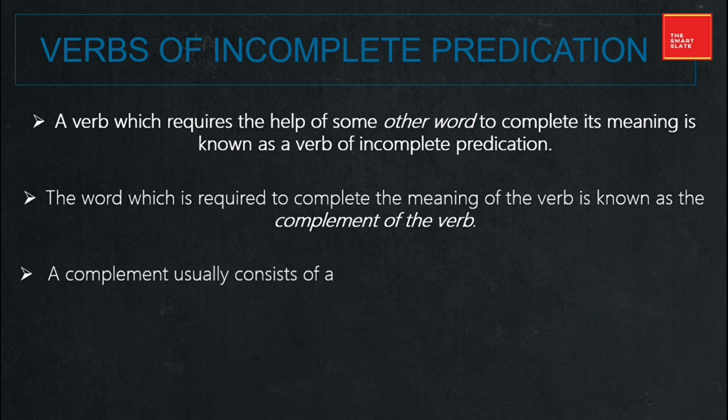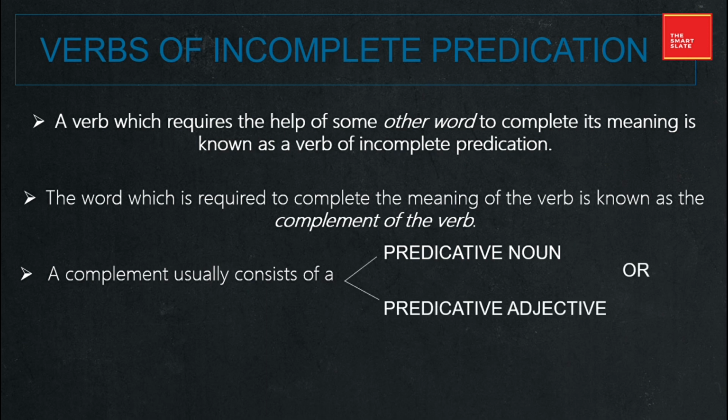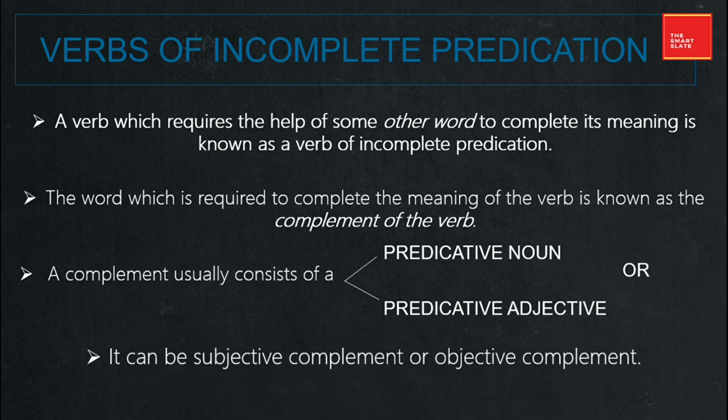Complement usually consists of a predicative noun or a predicative adjective, like gorgeous, or he's a lawyer, or she's a teacher. So teacher and lawyer act as nouns, but if I say you look gorgeous, then gorgeous is an adjective. Or you look small, tiny, timid, or it was a hot day, then hot. So when you try to show or express quality, it becomes an adjective. It can be a subjective complement or an objective complement, depending upon whether it is based on the subject or the object.